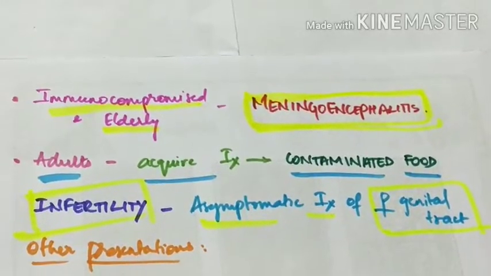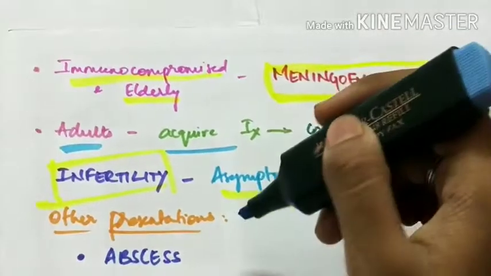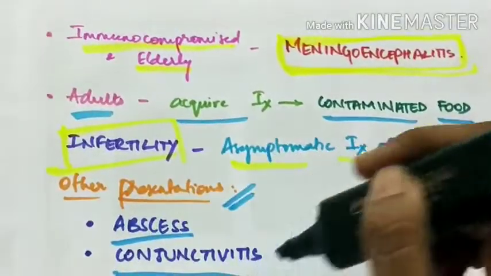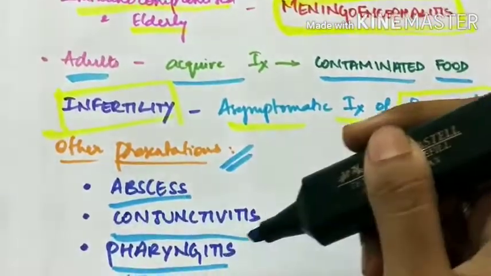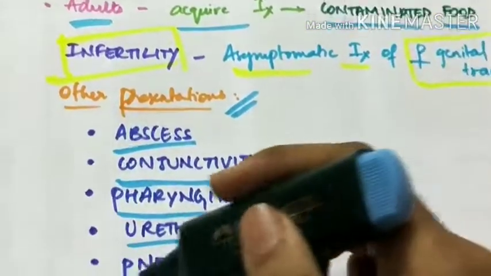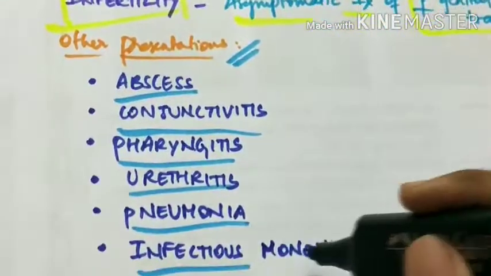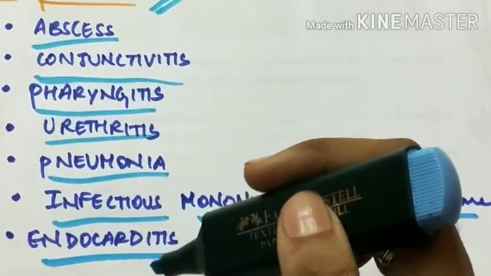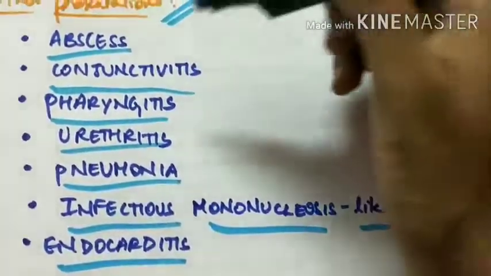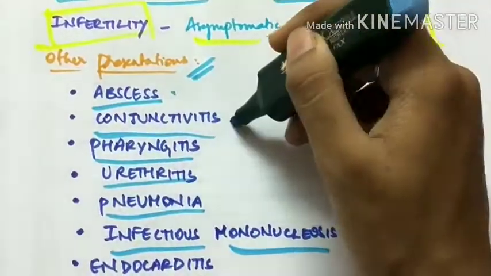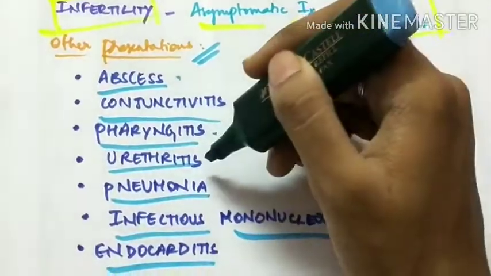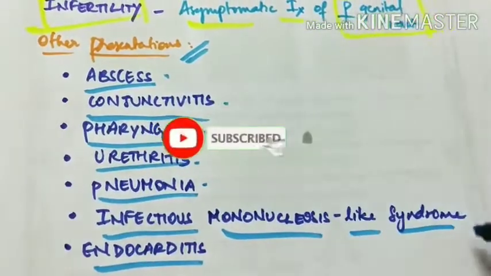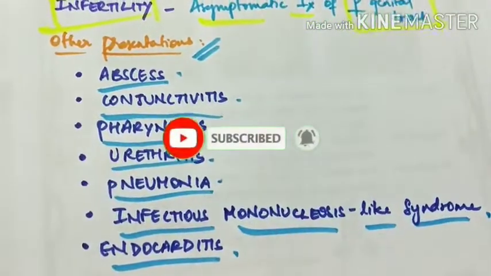Listeria also produces many other types of infections like abscess, conjunctivitis, pharyngitis, urethritis, pneumonia, infectious mononucleosis-like syndrome, and endocarditis. So these are the other presentations.